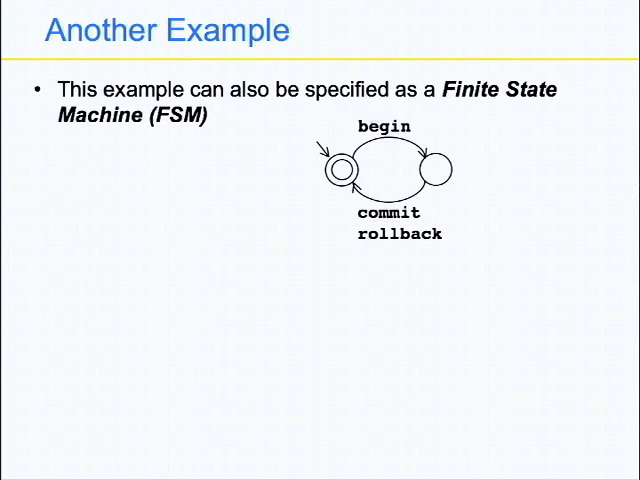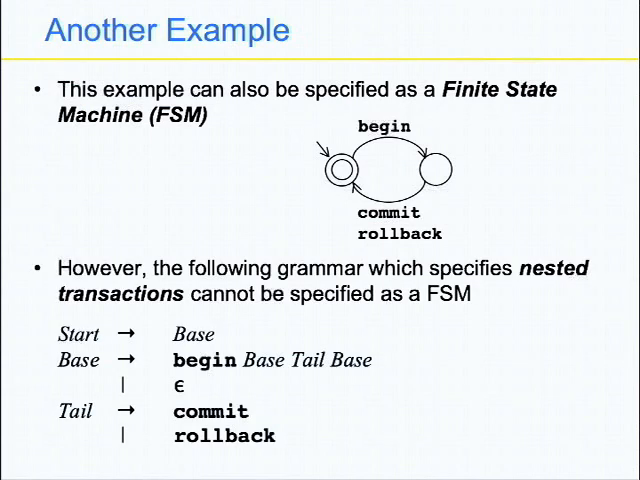But with grammars, you can do more. If you had nested transactions, where basically you can nest within a transaction another transaction, then you can't do it using state machines. But you can still do it with grammar. So this would be the grammar for the nested transactions. And it allows you to do begin and then another begin and then rollback maybe and then commit, or rollback. So you can nest the transactions, right?